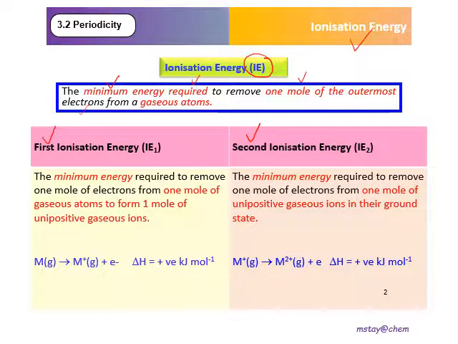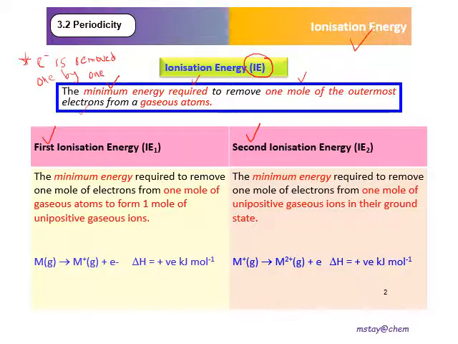Just keep in mind the difference between first ionization energy and second ionization energy. First ionization energy is the energy required to remove the first electron from an atom. However, second ionization energy is the energy required to remove the second electron. Do keep in mind that the electrons are removed one by one. So when we remove every electron, a certain energy is needed.